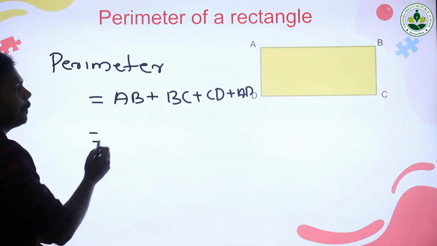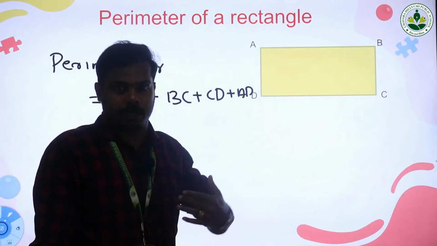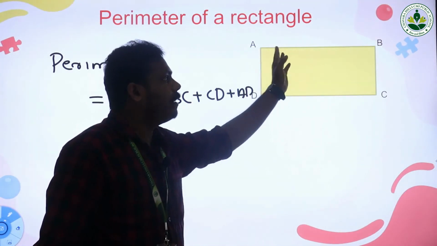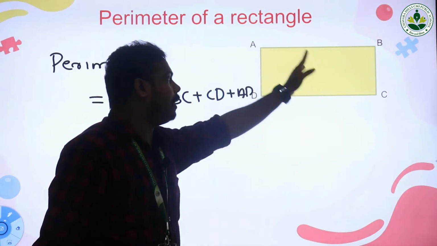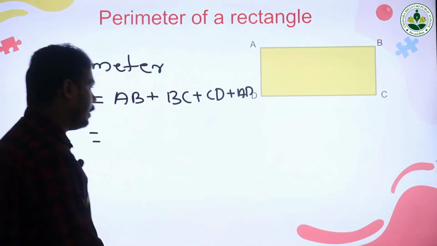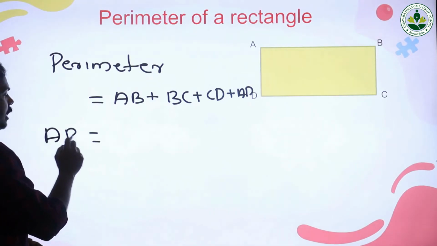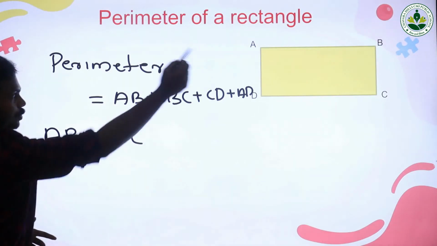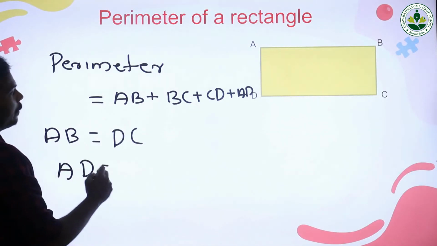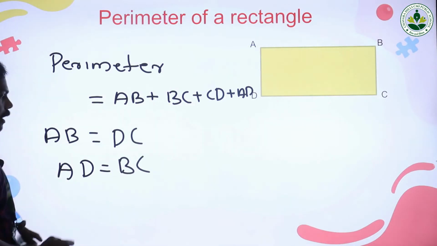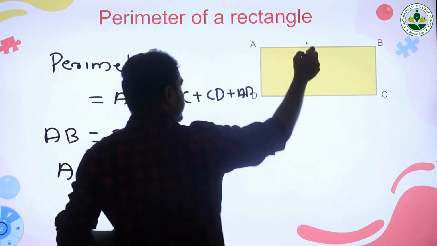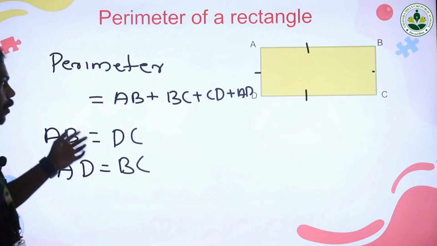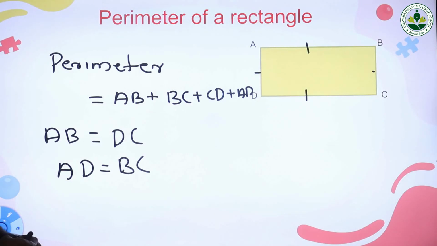But we know the opposite sides of a rectangle are equal. That means we can write AB equal to DC. The lengths of AB and DC are the same. And also AD equal to BC. This side and this side are equal, and this side and this side are equal. That means we can write AB equal DC and AD equal BC.